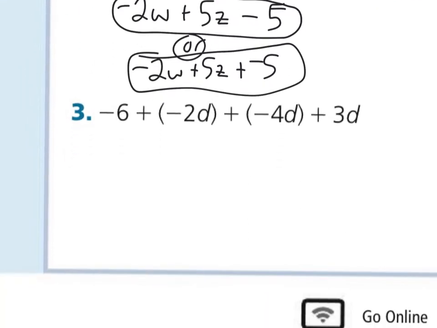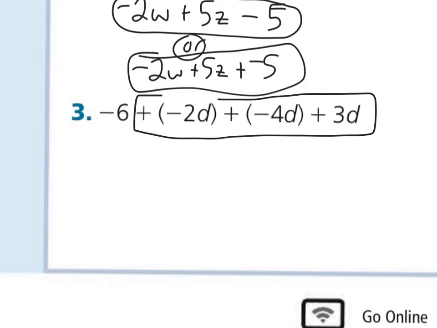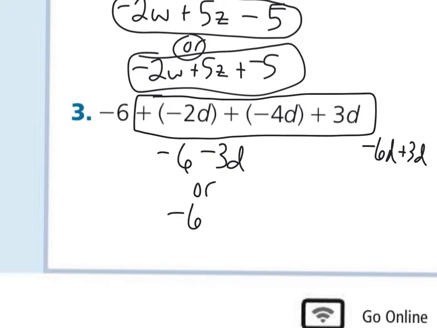If you look at number 3, we've got actually 3 D terms that can be combined here. So -2 plus -4 would be -6D plus 3D. We have more negatives by 3, so that would be -3D. So you could have -6 minus 3D, or -6 plus -3D.